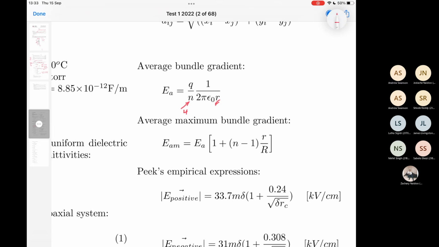Right. So I mentioned previously that part of the idea of a bundle is to lower the electric field. So if you're dividing the charge like that, they'll be interacting and lowering the total electric field. All right, I'll go to a simulation just now to show you that I haven't lied with this answer. Then the average maximum bundle gradient.